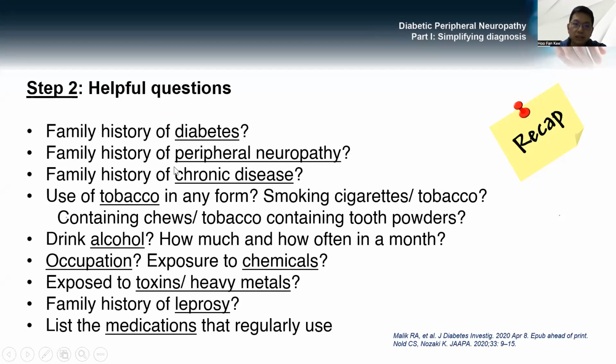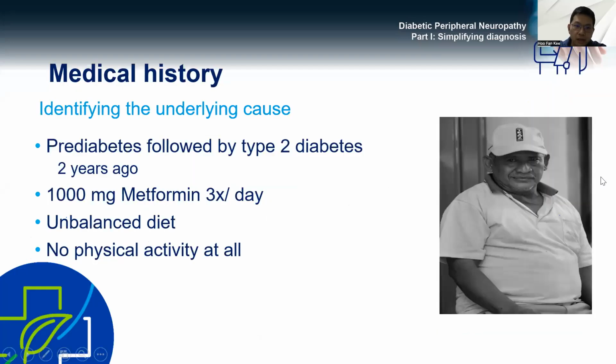Family history of diabetes, family history of peripheral neuropathy, family history of chronic disease, use of tobacco or smoking in any form, either vaping, smoking cigarettes, chewing, or drinking alcohol. How much? How often in a month? Occupation, exposure to chemicals, exposure to toxin or heavy metal, family history of leprosy, and the list of medication on regular use. So we shall identify the underlying cause.